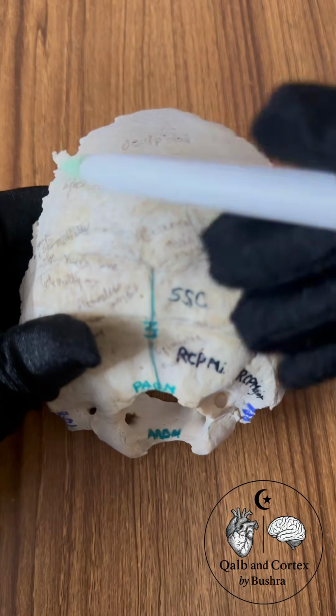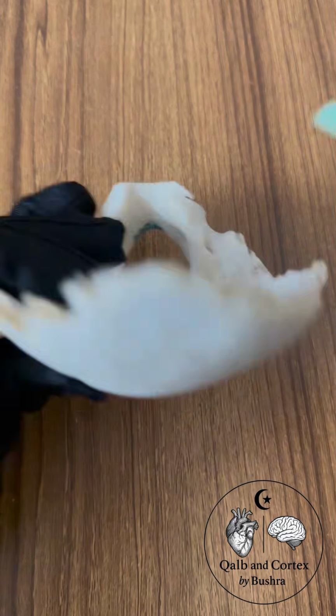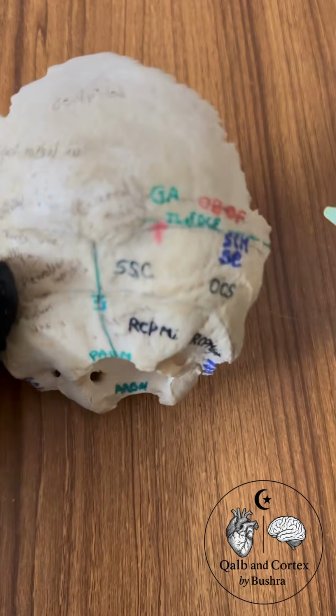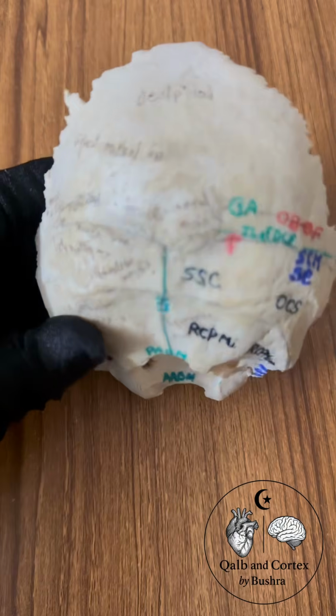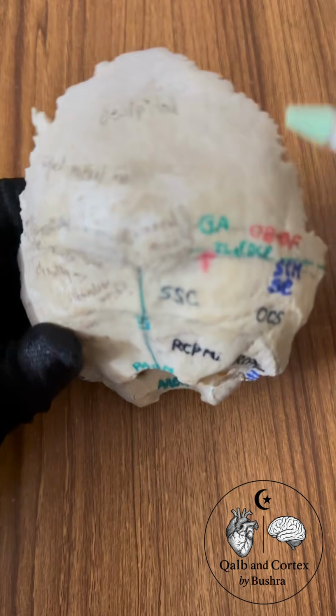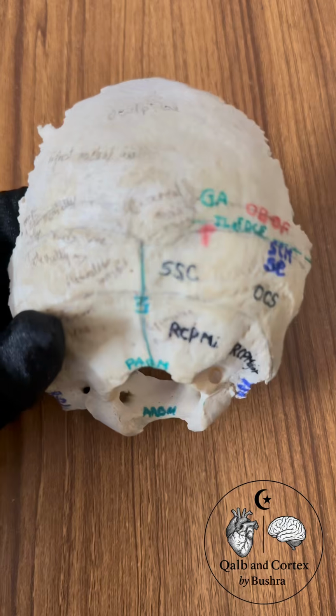It has two surfaces, the external surface and the internal surface, two superolateral or lambdoid borders, two inferolateral or mastoid borders, and three angles, one superior angle and two lateral angles. So let's talk about the external surface.